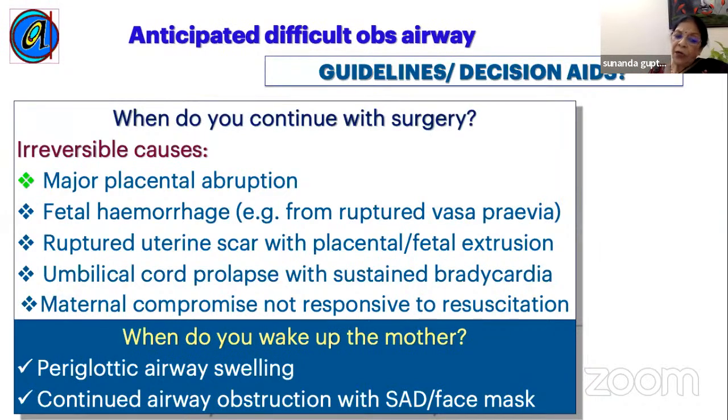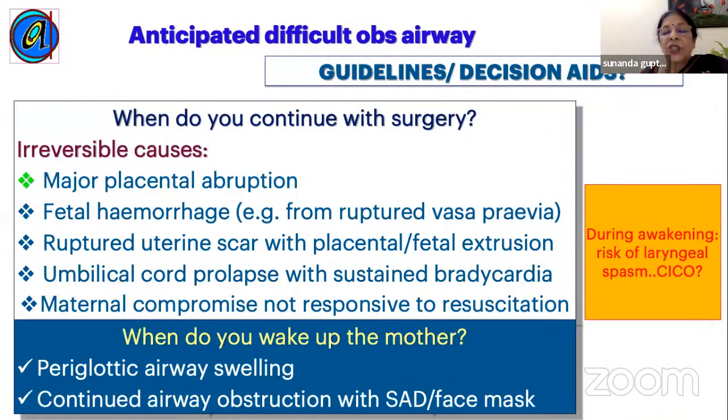If there is a periglottic airway swelling, or by any method, with SAD or face mask, you are unable to maintain the SpO2 levels, in that situation they advocate waking up the patient. But always remember, waking up the patient is not an easy situation because there is a lot of turbulence at that period of time. And the risk of laryngeal spasm can make you land up in a cannot intubate and cannot oxygenate situation.